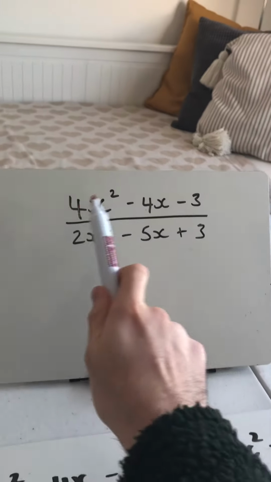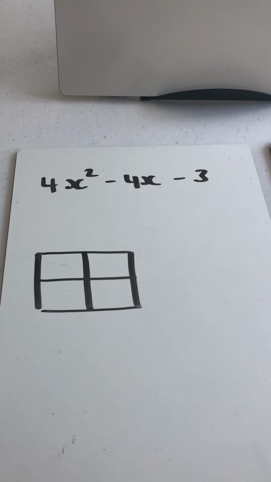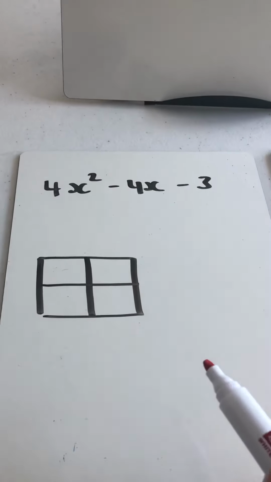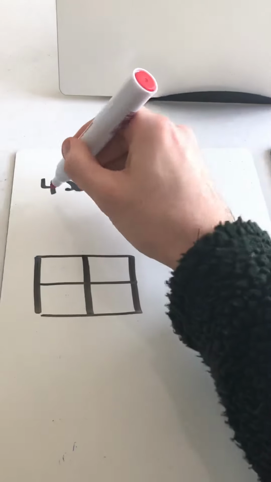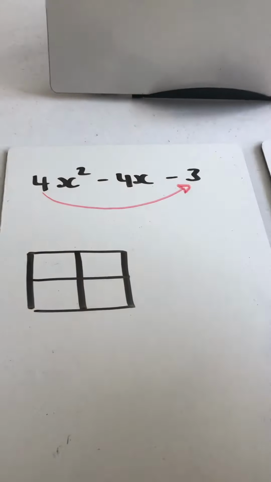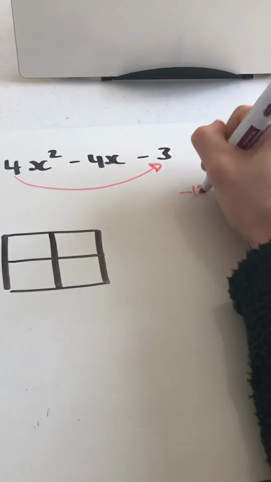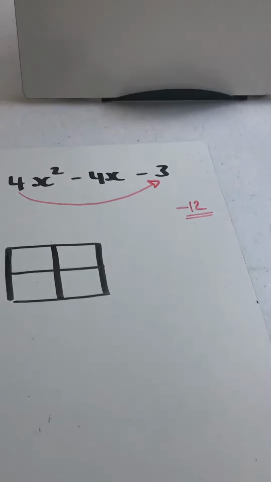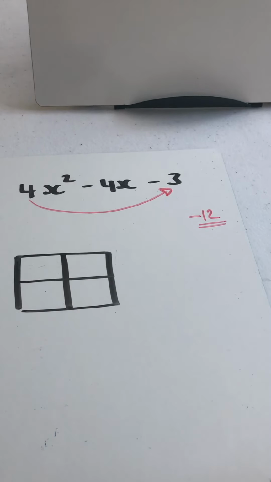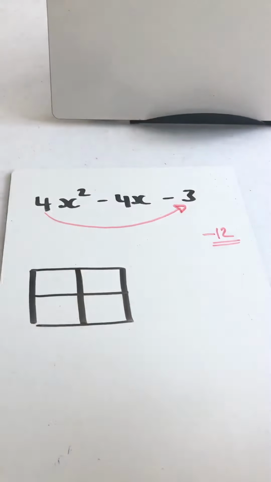So if you look at the numerator, this is what we have, 4x squared minus 4x minus 3, and we're going to use the grid method to factorise this. So what we do is we take the coefficient of the x squared term, multiply it by the n term. So 4 times negative 3 gets us negative 12, and we're looking for the factors of negative 12, which will add to get us negative 4.